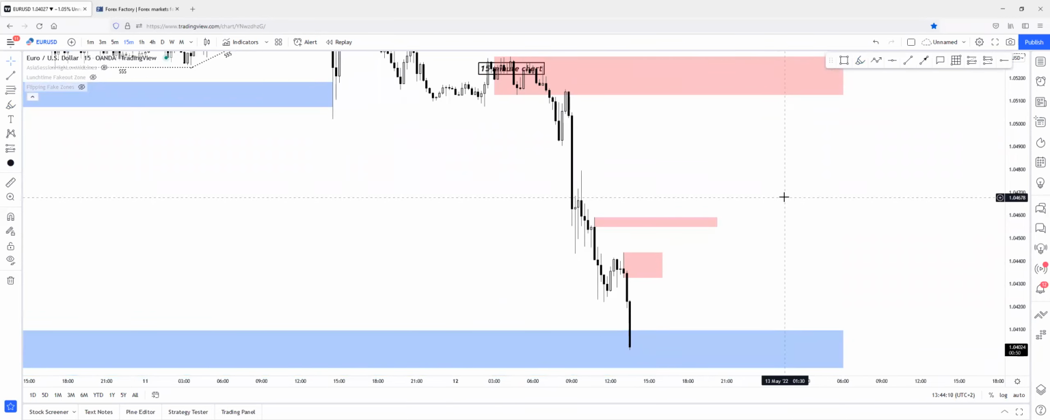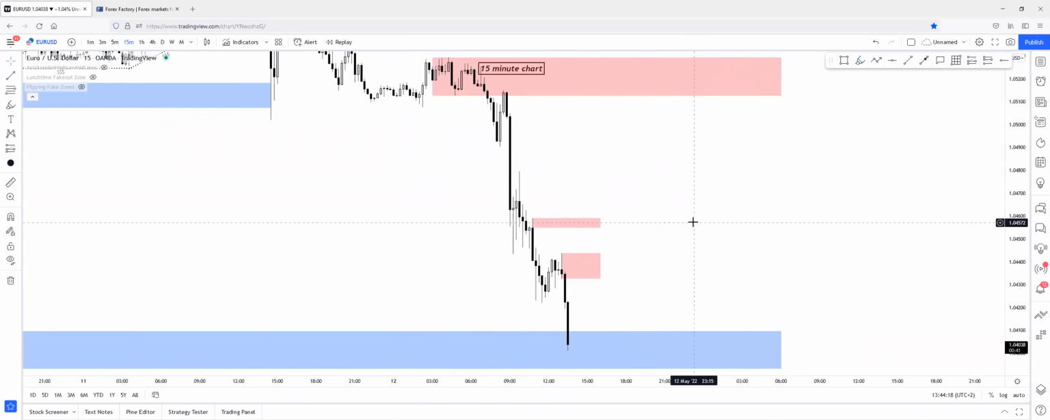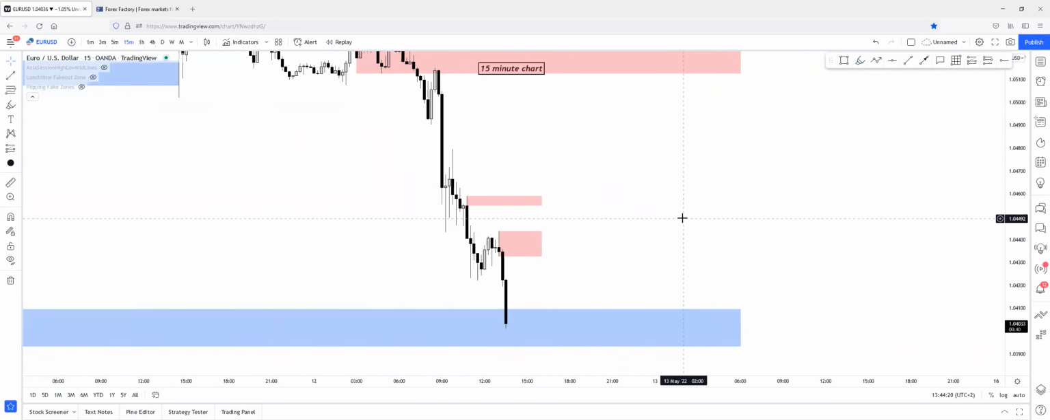Marcel, if you're looking for the short from that 15-minute supply zone, are you looking at a change of character in 1 minute? Of course I do. That's how we trade. We always wait for confirmation on the 1-minute chart, right? If there's a 15-minute zone, you always wait for confirmation on the 1-minute chart. Okay, cool. Thanks.